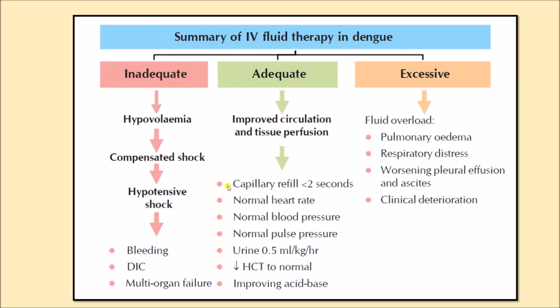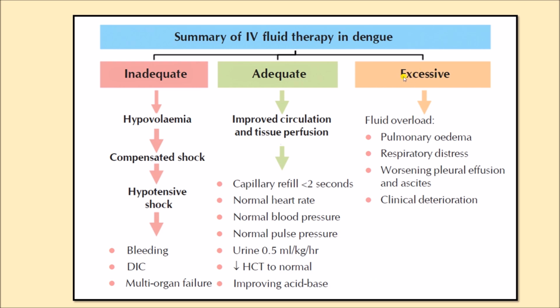If the hydration or intravenous fluid therapy is adequate, it will improve the circulation and the tissue perfusion. The capillary refill time will be less than 2 seconds. The heart rate, the blood pressure, the pulse pressure, everything will be normal. Urine output will be 0.5 ml per kg per hour or more. The hematocrit will decrease to the baseline for the age of the person, and there is also improved acid base condition of the patient.